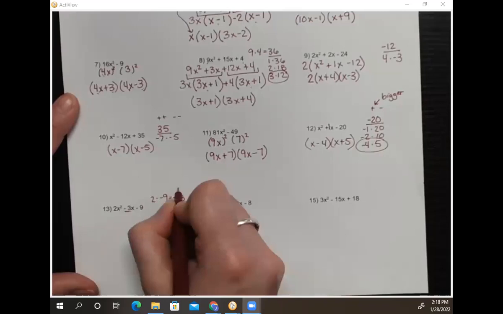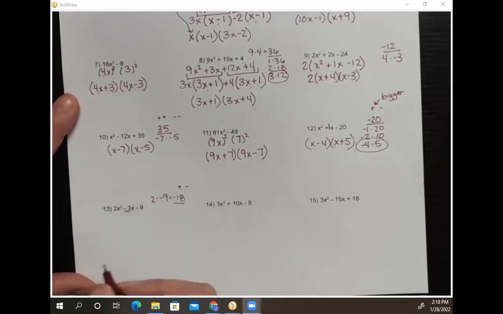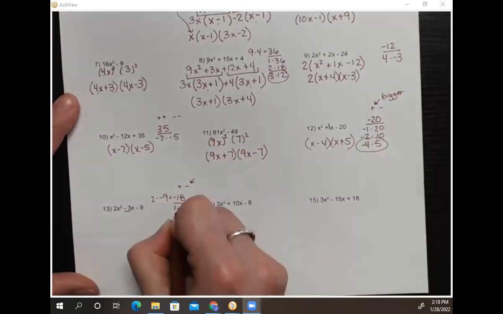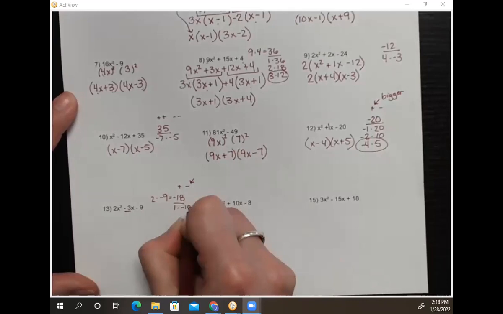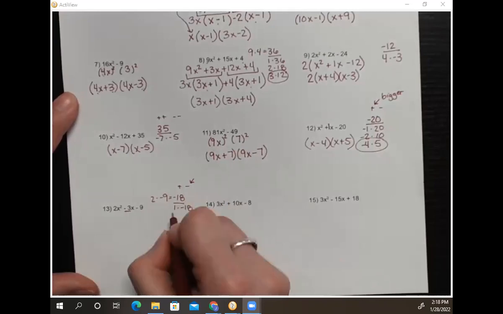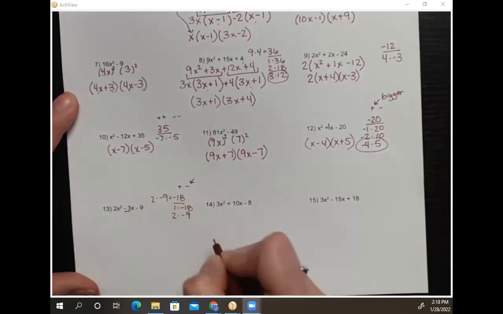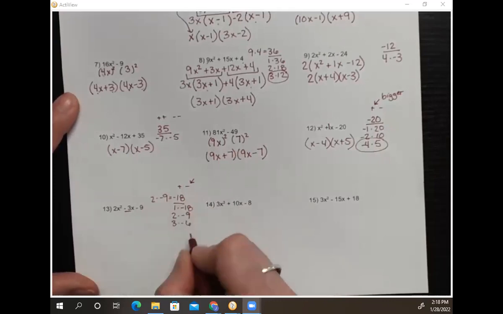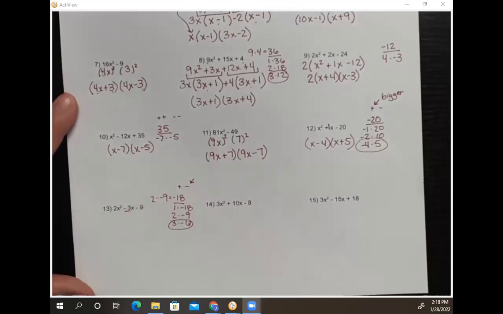Again, I need a positive times a negative. Since I want to end up with a negative, that means my negative factor should be bigger. So I could do 1 times negative 18. That doesn't add to negative 3. 2 times negative 9 also doesn't add to negative 3. 3 times negative 6. That would add to negative 3. So those are the factors that I want.